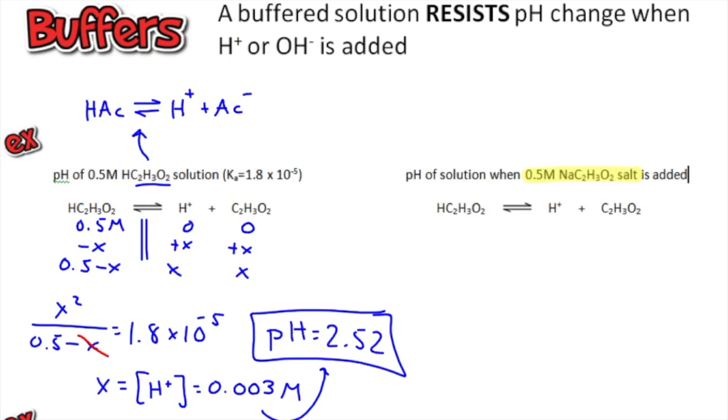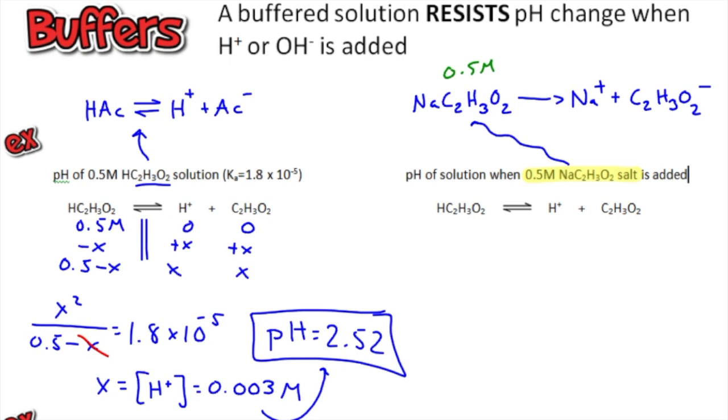And what I mean by that is, when you look at this salt, like all salts that are soluble, and I know this is soluble because it has an alkali metal in it, it's going to break apart into its ions. So I have Na+ and C2H3O2-. And each of those carry, if this was 0.5 molar, now this is also 0.5 molar, and so is this. So I have 0.5 molar. Sorry, this should have a little minus on there.